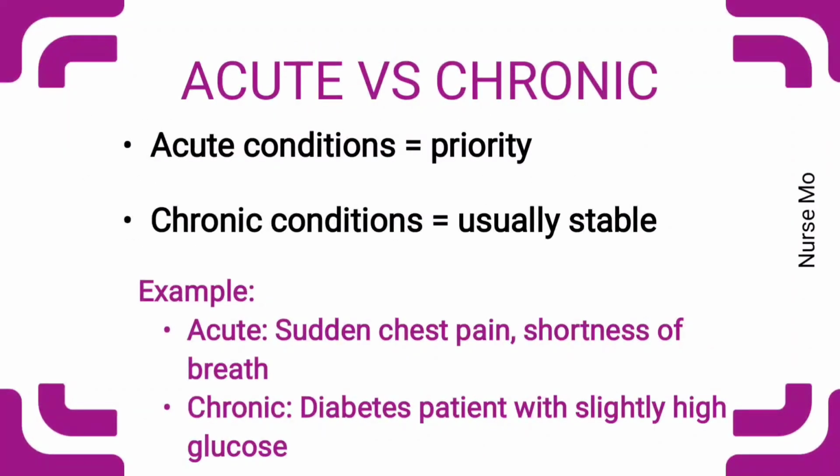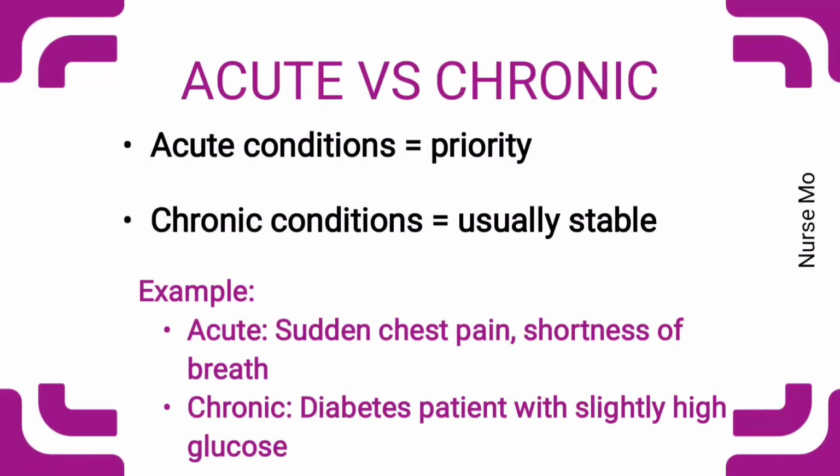The third strategy is acute versus chronic. Acute conditions will always take priority over chronic conditions. An acute condition is simply a condition that occurs suddenly and it can be life-threatening, but a chronic condition develops over time and is usually more stable. NCLEX loves these distinctions, knowing the difference between acute and chronic conditions.